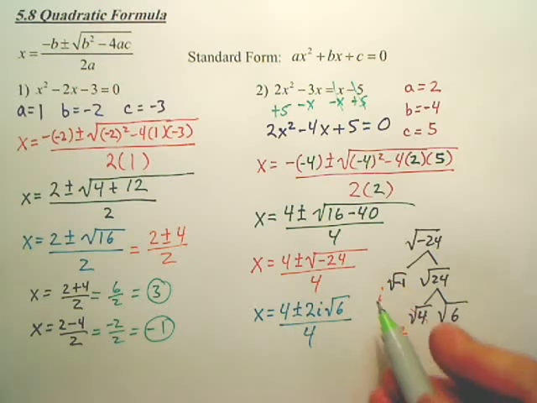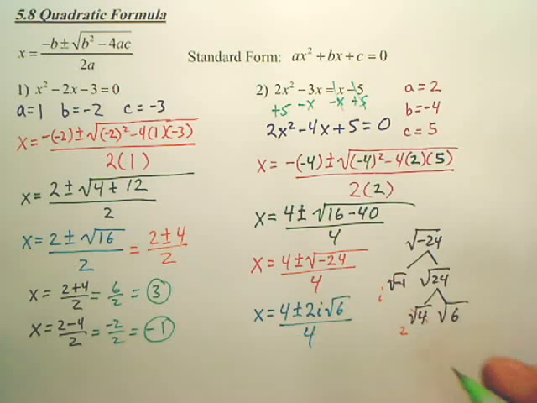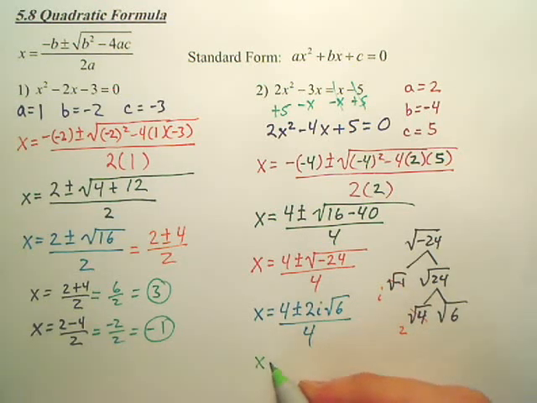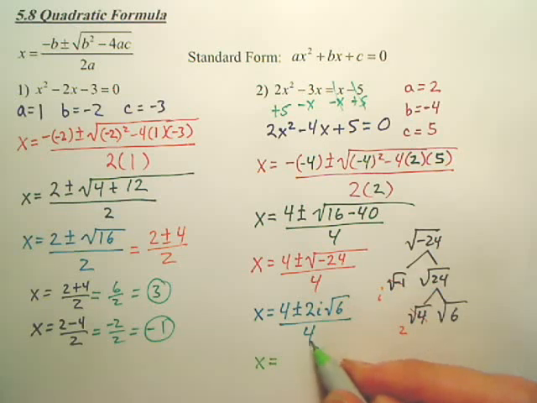Can I reduce that? Because basically, could I divide this 4 by 4, this 2 by 4? Can you think of reducing all these numbers in front? What goes into 2, 4, and 2? 2. You actually could reduce this to 2 plus or minus i square root 6, divided by 2.